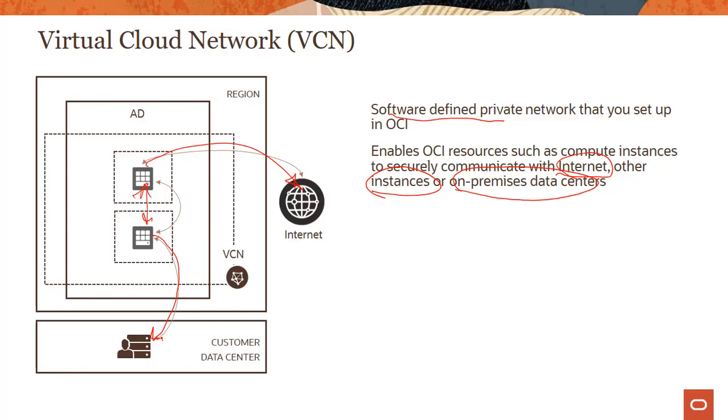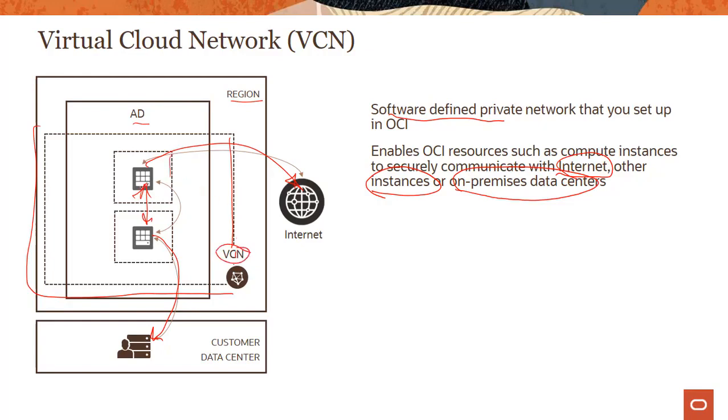In order to enable that communication, we take a region. A region has ADs, one or many, one or three. In this case, we are showing just one AD. In this example, we create this VCN, and the reason we have it as a dotted line is to show this is a logical thing, not a physical thing. It's a software-defined construct.